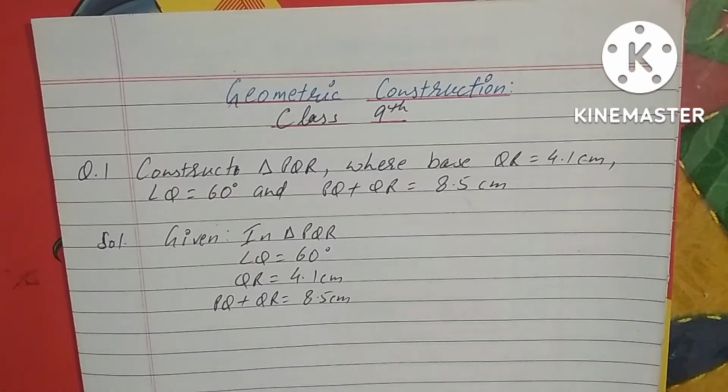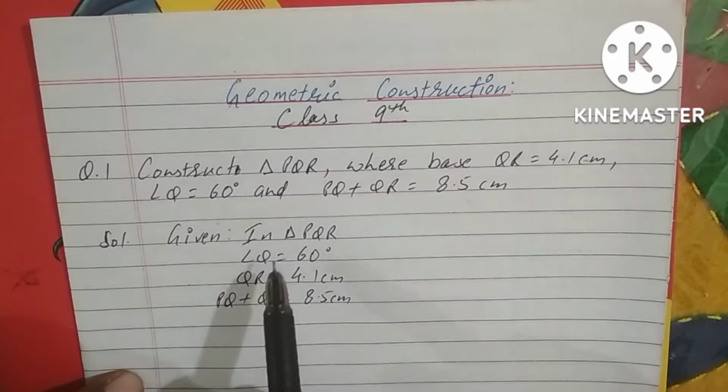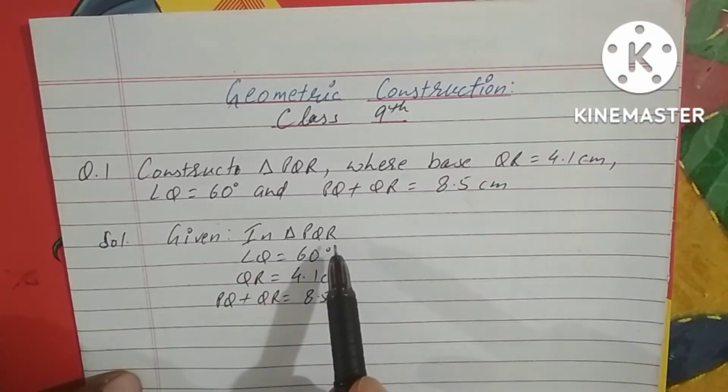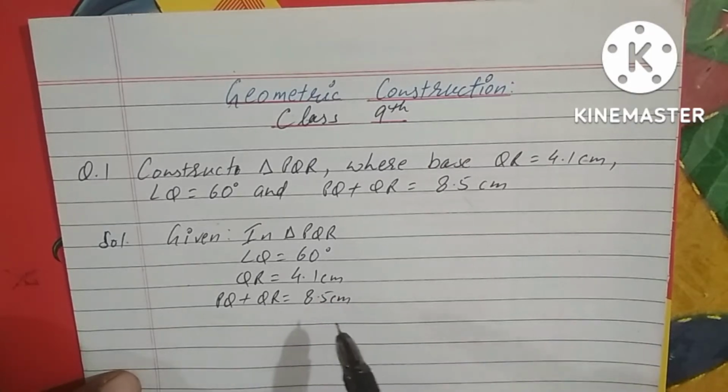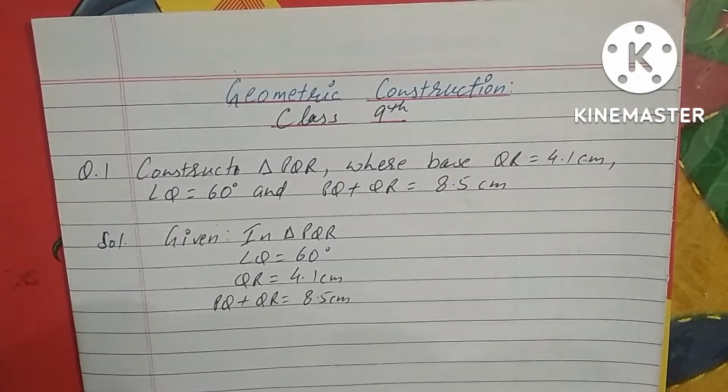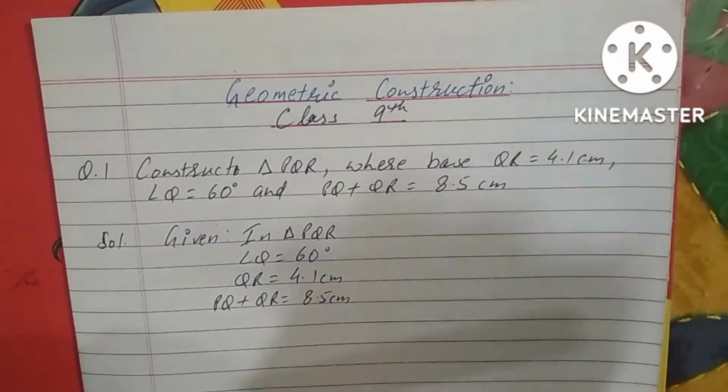So first of all, we are going to start with given. So we know that given in triangle PQR, angle Q is 60 degrees, QR is 4.1 centimeters, PQ plus QR is 8.5 centimeters. After doing this, we are going to make a rough figure so that we can understand, or the teacher can understand what you're trying to do.